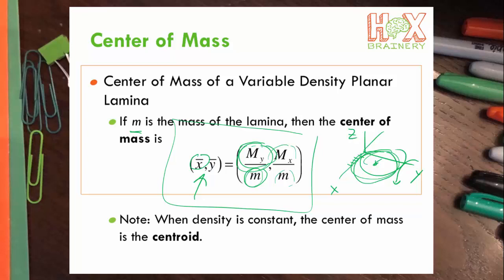Basically, the moment about the y divided by the total mass gives us an x value, the distance from the y-axis. And then for your y bar, similarly, we have to figure out how far we need to be away from the x-axis to stop this planar lamina from rotating about the x-axis. So you take the moment about the x-axis and divide it by the total mass of the lamina. That will give us a distance in the y direction.